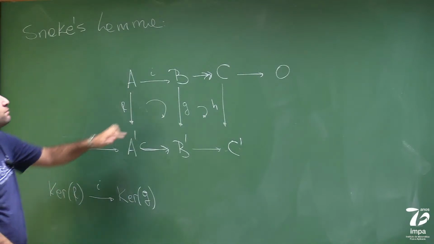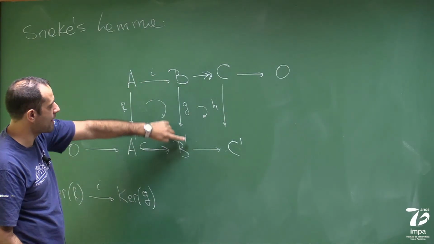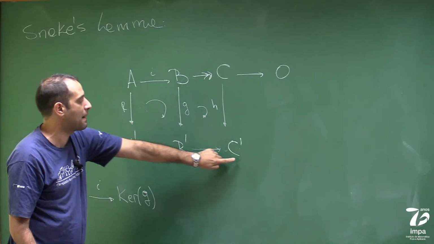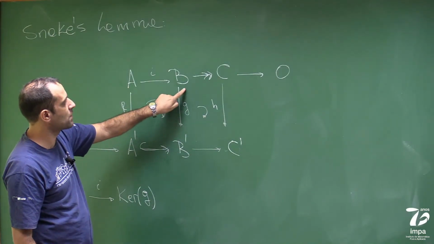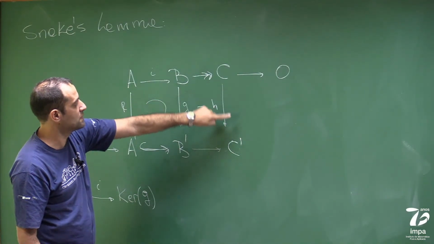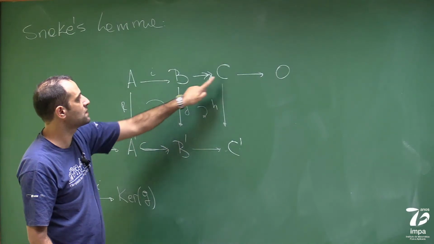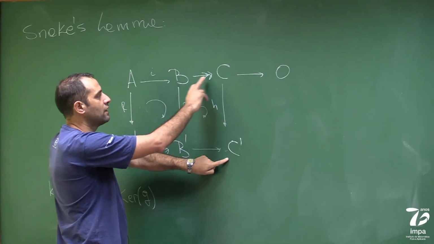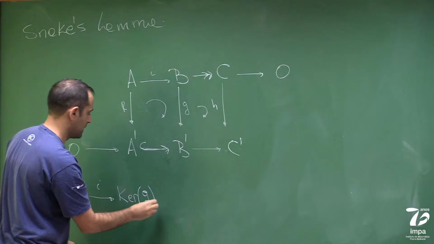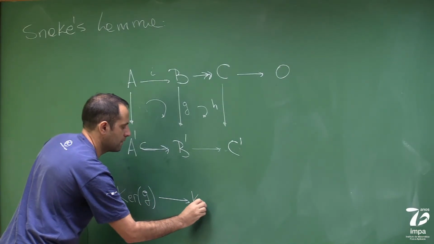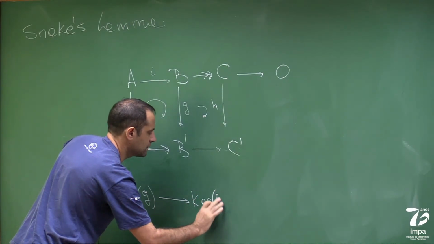And you can guess quickly the same phenomenon. If I have something in the kernel of G here, then it would map to 0 here. Since this diagram commutes, it's going to go to 0 this way. And if it goes to 0 this way, the image of that element here is going to be in the kernel of H here. So these maps are easy to do.